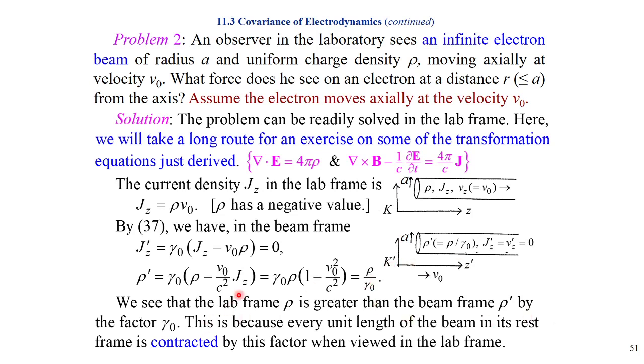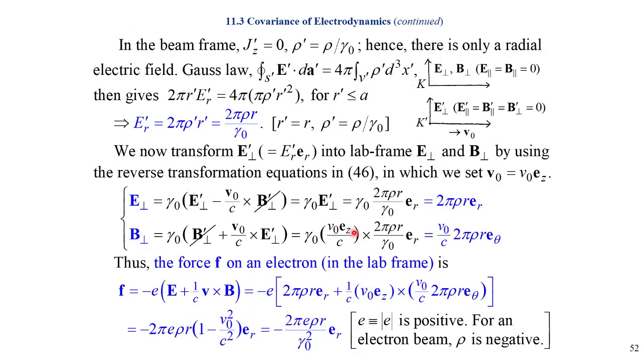We see that in the lab frame rho is greater than in the beam frame by the factor gamma 0. This is because the unit length of the beam is contracted by this factor when viewed in the lab frame. Okay? Next step, we have Jz equals 0. We have rho prime equals this one. We can calculate in the beam frame, or the rest frame.